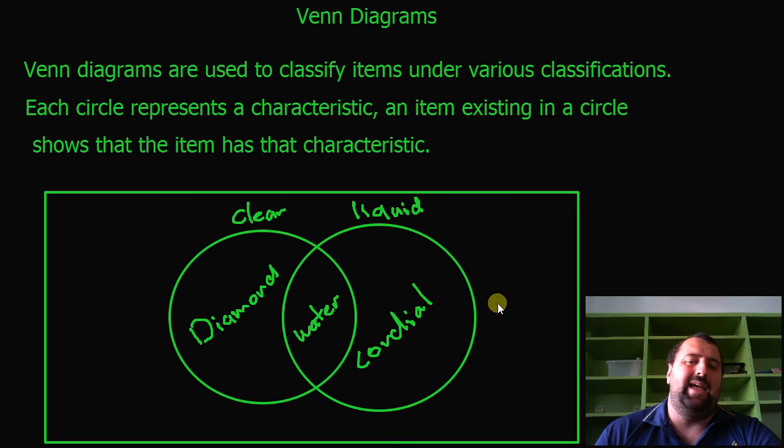And then around the outside, there's space around the outside here. Around the outside here is things that don't go in either group, that are neither clear nor a liquid. So for example, wood. Wood isn't clear and it's not a liquid, so it doesn't go inside of either circle.